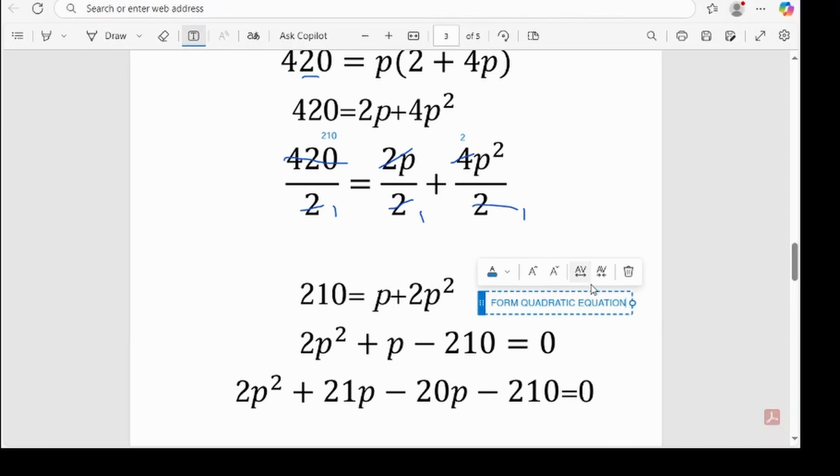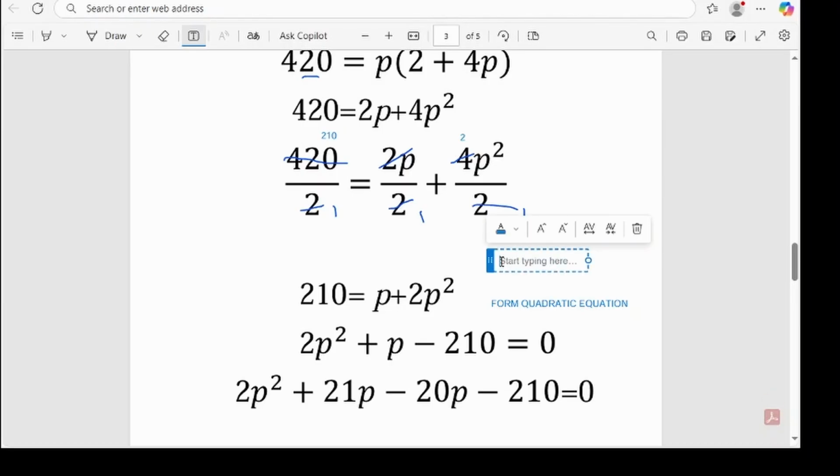Okay, and remember, a quadratic equation has a formula. So for a quadratic equation, the formula is ax squared plus bx plus c equals 0. That's the formula. ax squared plus bx plus c is equal to 0, right? So that's the formula for a quadratic equation.